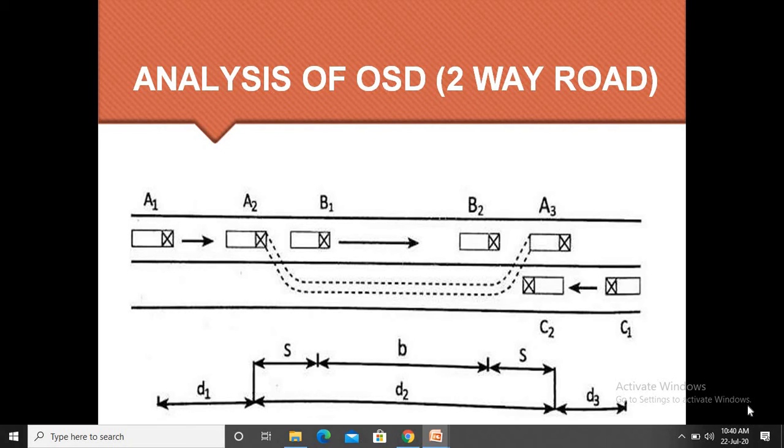After that, when we are overtaking the B1 vehicle, it will come into the right side of the road. There is a distance from A2 to B2. Here B1 is moving from B1 to B2. Vehicle A from A1 up to A2 is the overtaking zone, and we need to overtake up to A3. At the same time the C1 vehicle is coming to C2. So without any collision, it will move from the right side back to the left side.